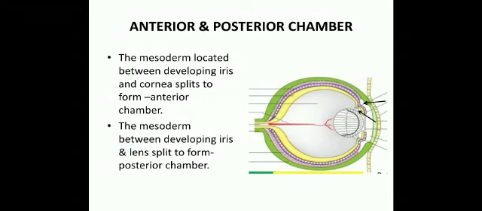So, when the pupillary membrane disappears, then the pupil forms a communication between the anterior and the posterior chambers of the eye. So, the anterior and posterior chambers are filled by aqueous humor secreted by the ciliary processes of the ciliary body.